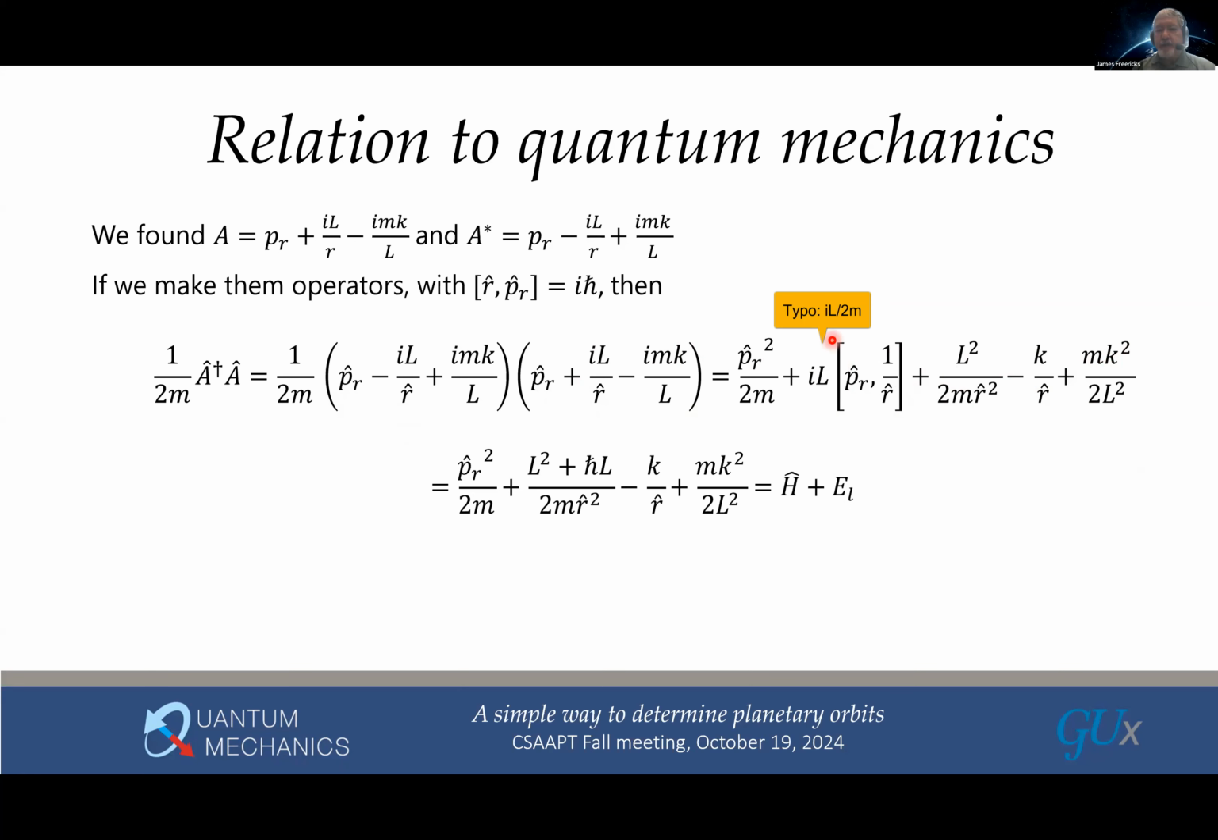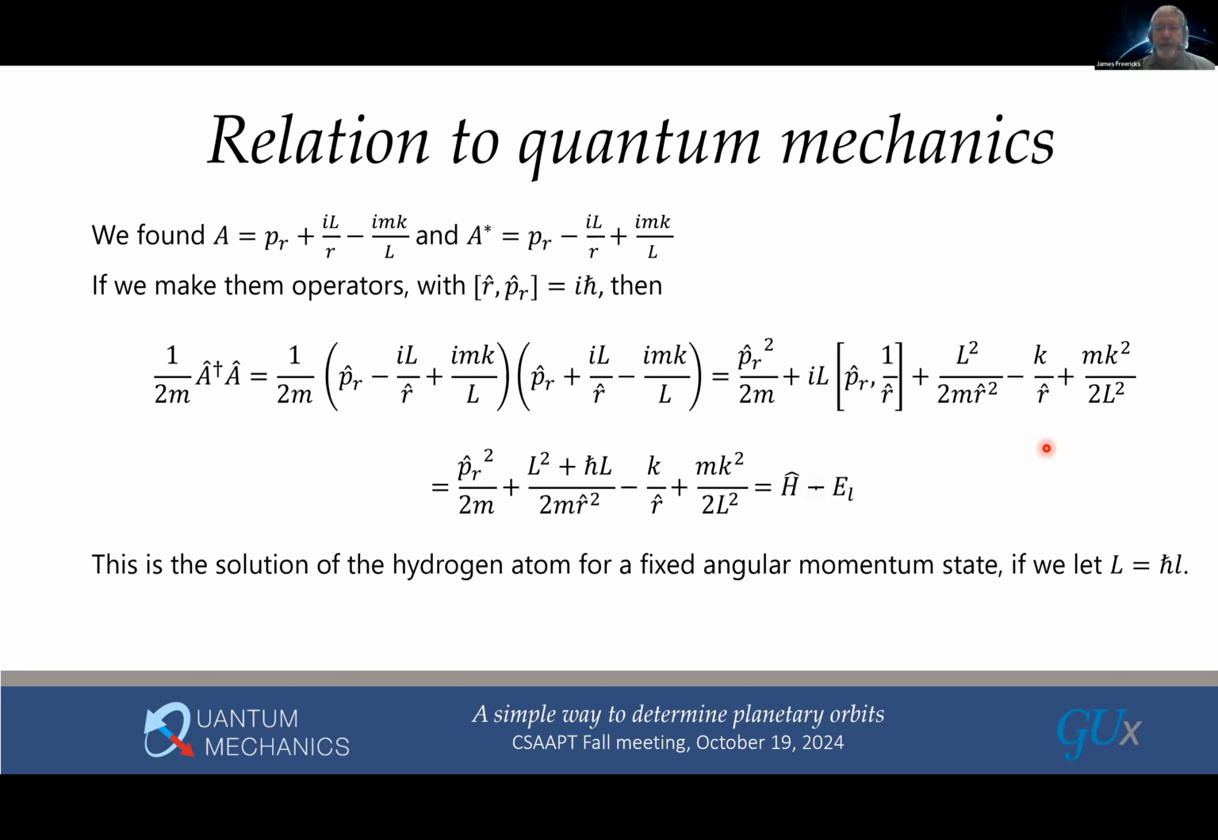You can evaluate this commutator. It is equal to i h bar 1 over R hat squared. And so that can then be combined with this term into L squared plus h bar L. And this is the quantum mechanical Hamiltonian plus a constant. And I think that should actually be minus E_L. This is minus E_L. That's a typo. I'm sorry. I'll get that fixed. Where E_L will be the energy of the quantum mechanical state, because whenever I can write a Hamiltonian in the form of A dagger A plus a constant, the constant is the ground state energy. So this actually becomes the solution for the hydrogen atom if we let the angular momentum equal h bar times L, an integer L.